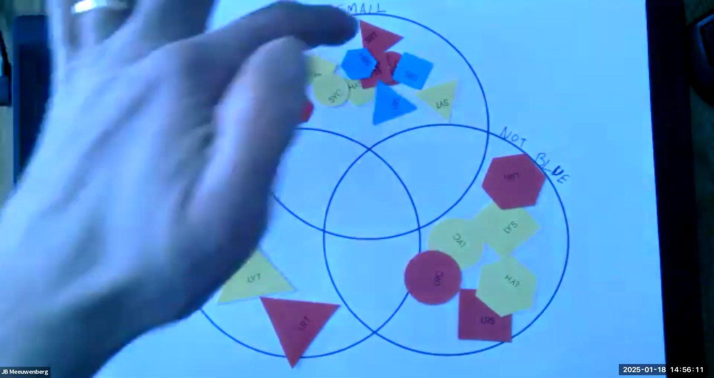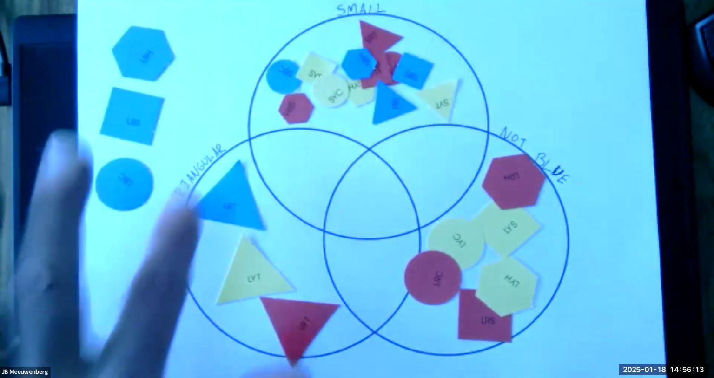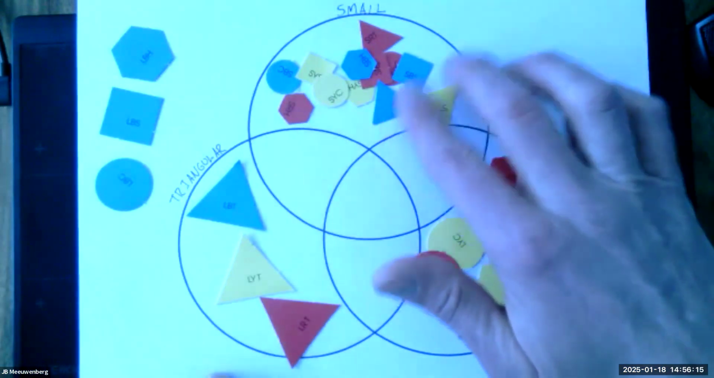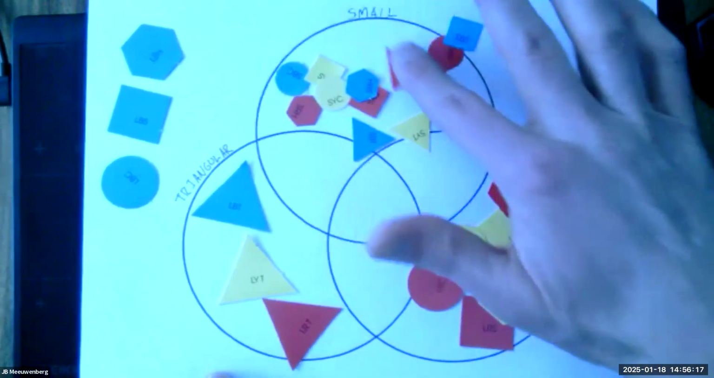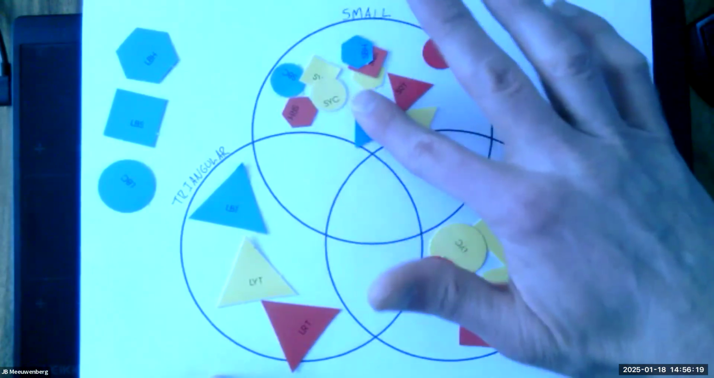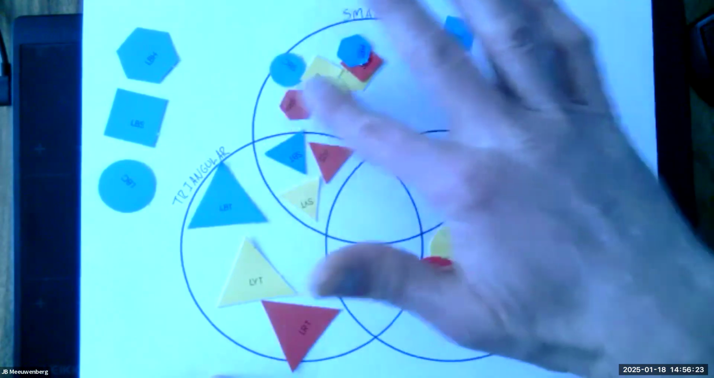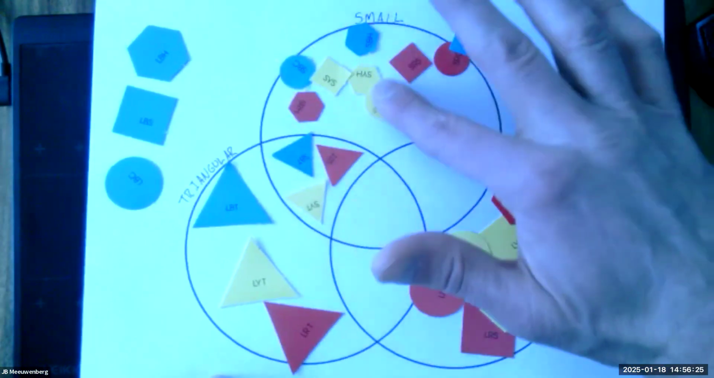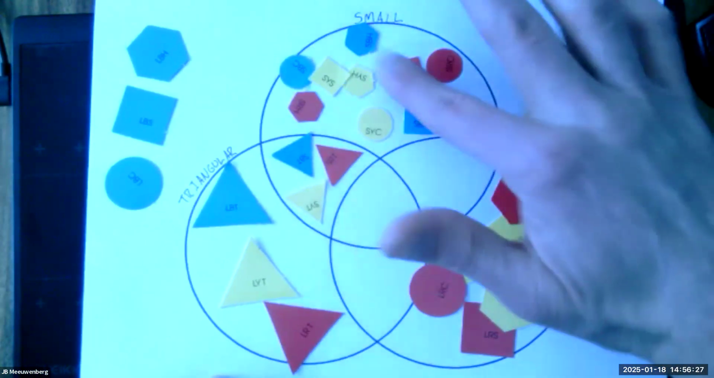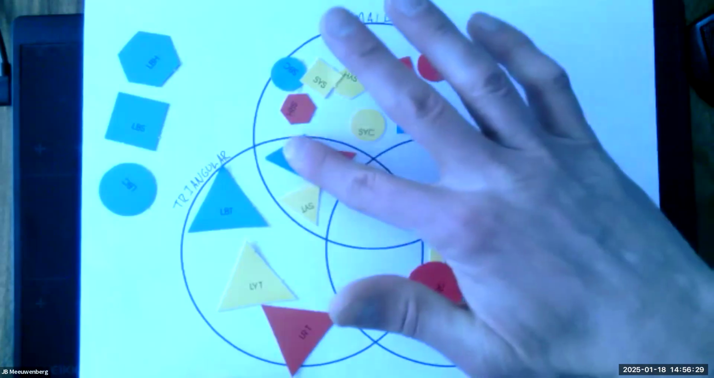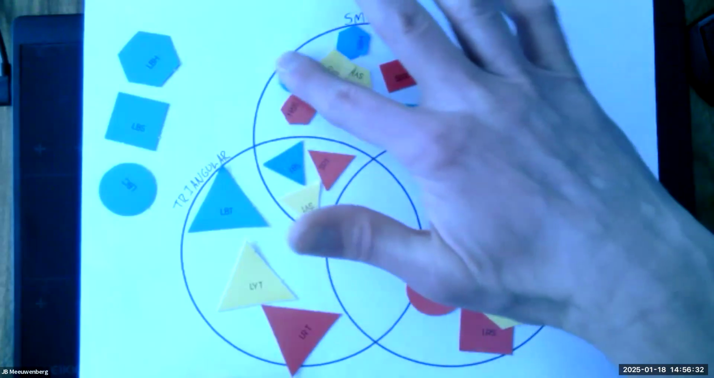Well, I'm going to start with the small and the triangular. So I'm going to look at the section up here, the small pieces, and grab the triangular ones, and I'm going to move them over here. Okay? I'm going to move them all into that little section right there. All right. I'm not going to worry about this one yet. I'm just going to move them here. Okay.